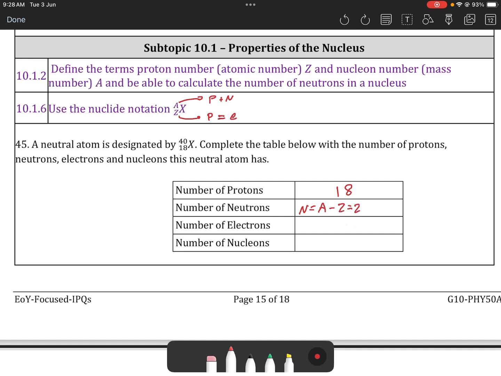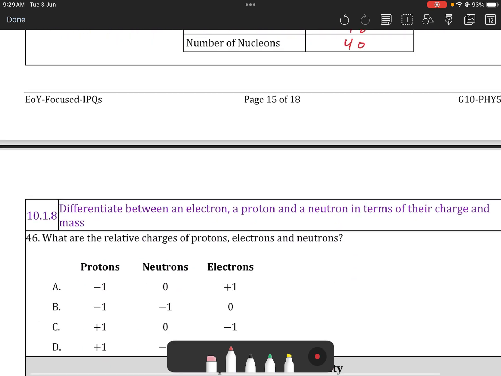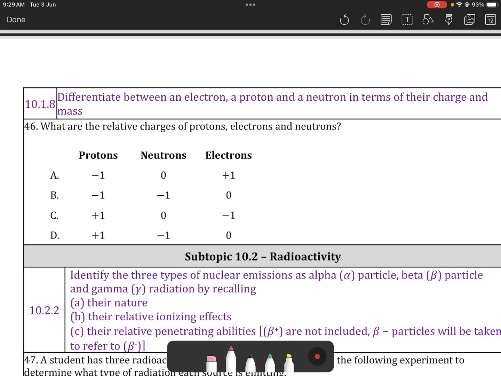Yani, 40 minus 18, that's equal to 22. This is the number of neutrons. The number of electrons equals the number of protons, which is 18. The number of nucleons means protons and neutrons together, which is 40 in this case. Let's go to the next.